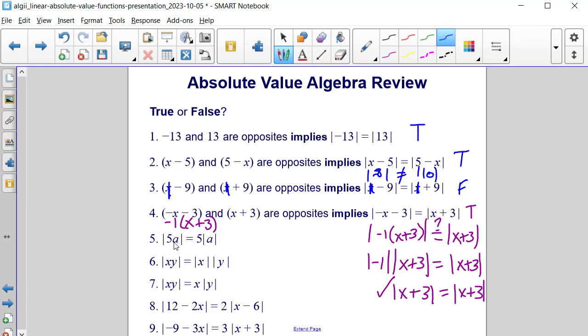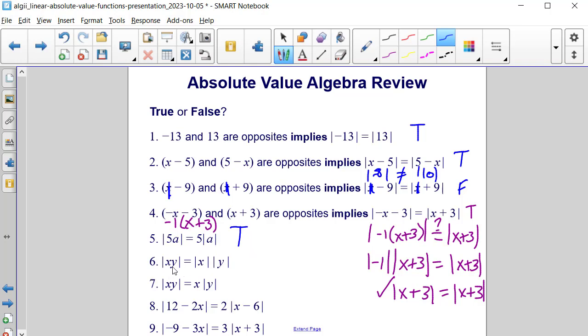All right, now let's look at number 5. The absolute value of 5 times a is equal to 5 times the absolute value of a. This one is also true, because remember, when you take the absolute value of any positive number, it's going to be positive outside. So you can just pull that constant out, or that coefficient out, as long as it is positive. So that is a true statement.